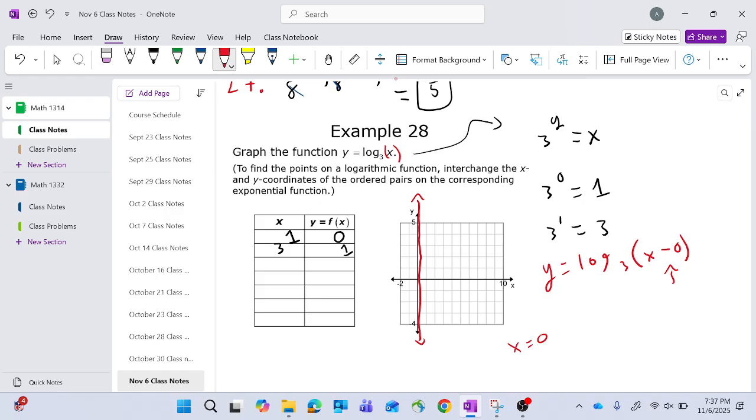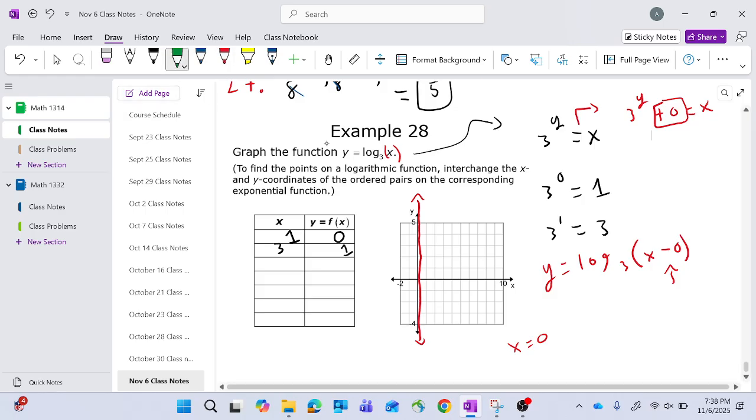Does that kind of make sense or not really? If not, you could always look at the exponential function. Is this the same thing as 3 to the y plus 0 equals x? So same thing, this is still your asymptote of 0, but it's going to be x instead of y. And then plug in the points. You have (1, 0) and (3, 1). And it's going to look like this.